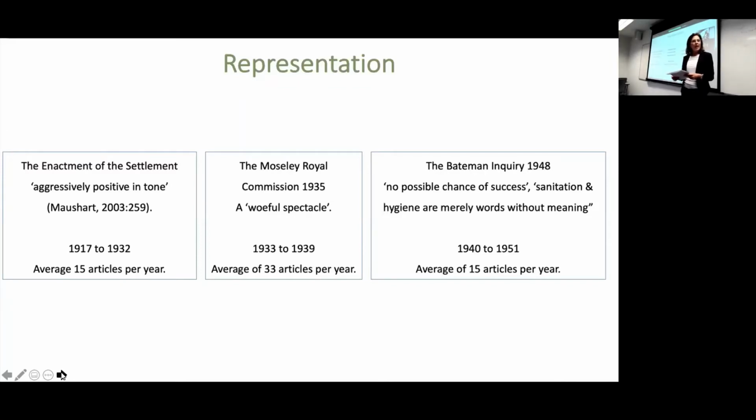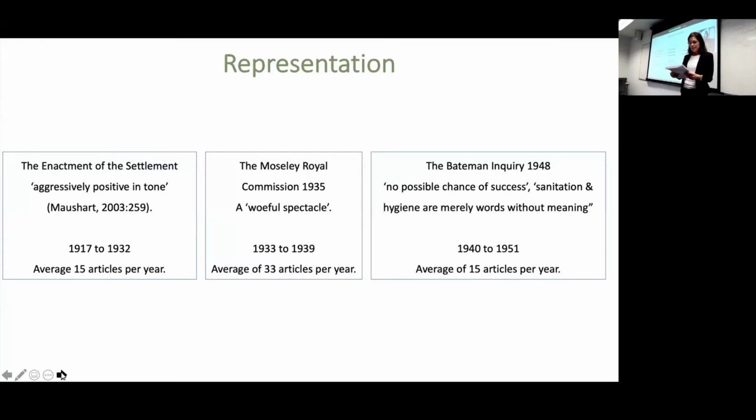And then in 1948, the Bateman inquiry was instigated, and during this time, Bateman also mirrored what Moseley had said. He basically said there's no possible chance of this settlement being able to continue given the conditions that they are at the moment. And he also said that hygiene is merely words without meaning. And so the actual settlement itself was terrible at this stage, and only 3 years later it actually closed down.